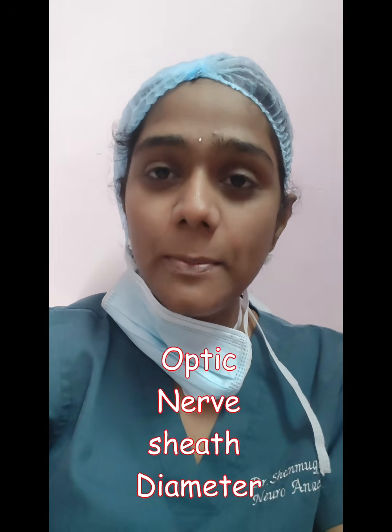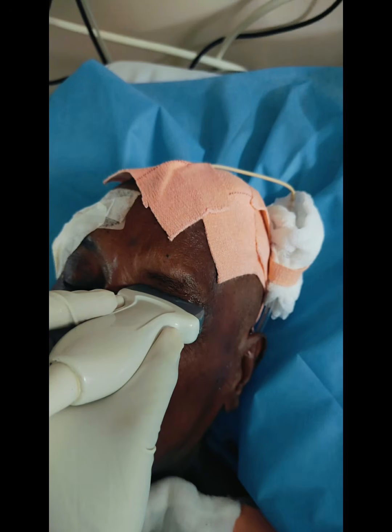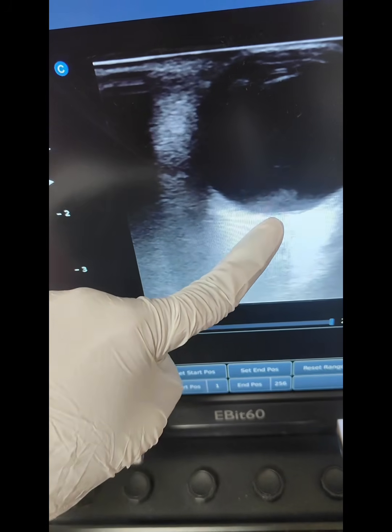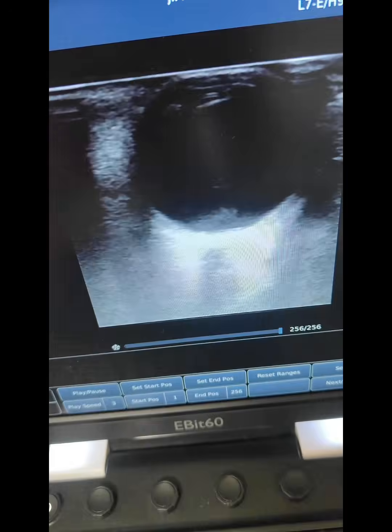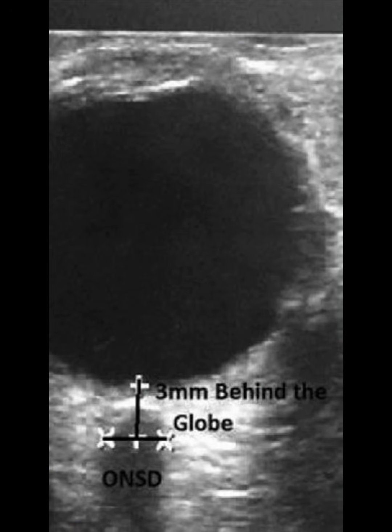Optic nerve sheath diameter. Place the patient in supine position and place the linear ultrasound probe, after applying some gel, transversely over the closed upper eyelid of the patient. You will get an image like this. This is the globe, and you have to measure 3 mm from the globe towards the optic nerve sheath and measure the diameter. If the diameter is more than 6 mm, it indicates raised ICP.